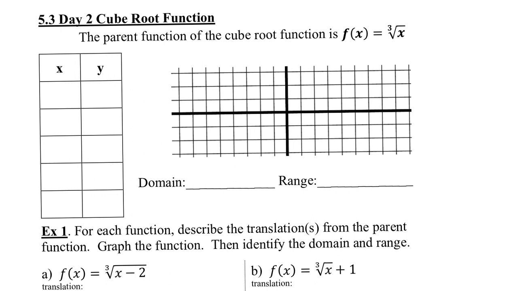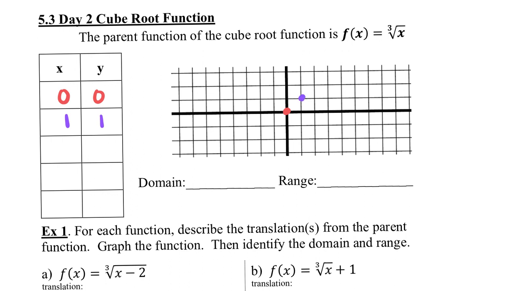We're going to make a table to get it right, but let's pick some points that are easy to do a third root of. So let's start with 0. The third root of 0 is 0. Okay, what else is easy? Let's do 1. The third root of 1 is 1.